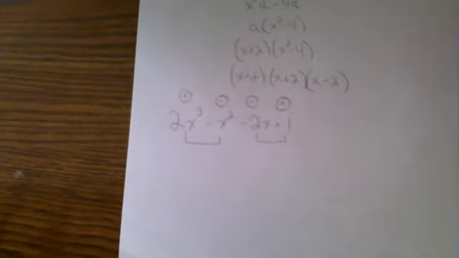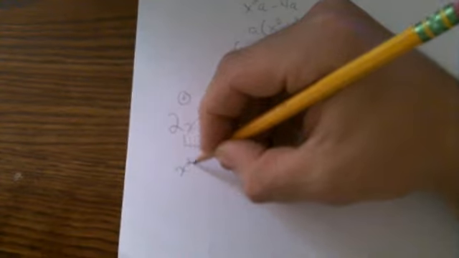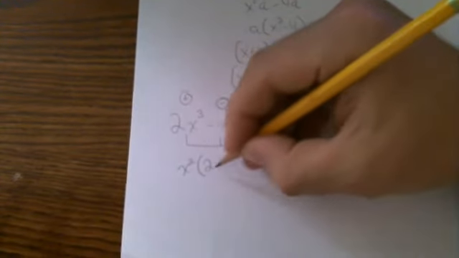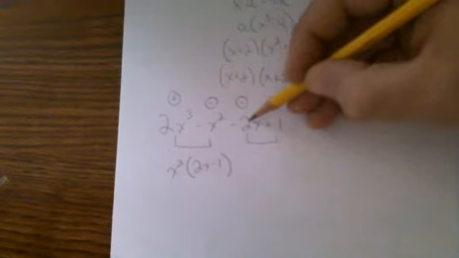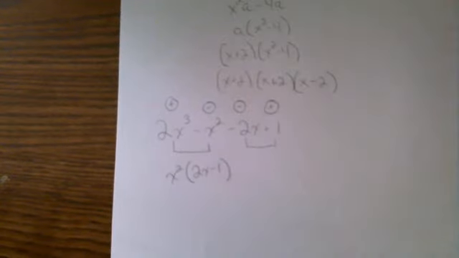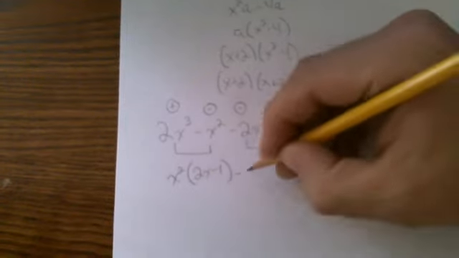Let's factor these two normally. The common factor here is x squared, leaving us with 2x minus 1. Well, this is positive 2x minus 1. This is negative 2x plus 1. So really all we want to do here is change the signs. So let's factor out a negative 1.